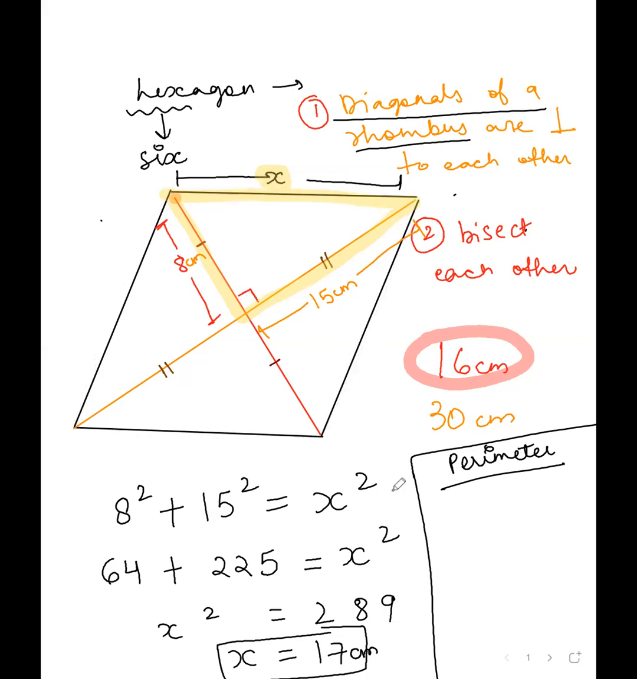Now, Hiba, can you tell me one thing? Can you tell me what is the special thing about the sides of a rhombus?